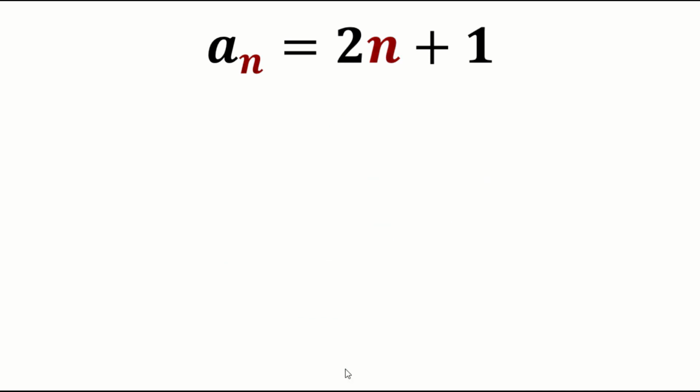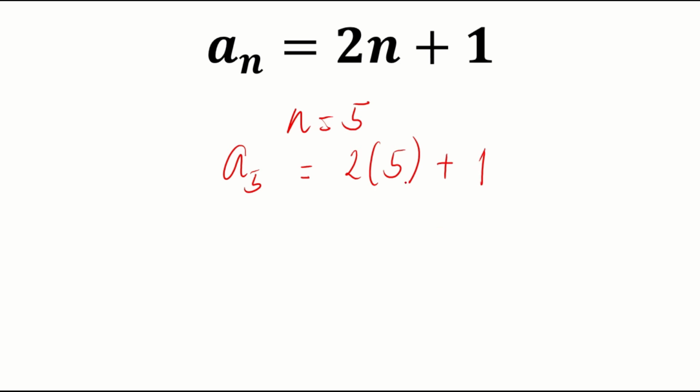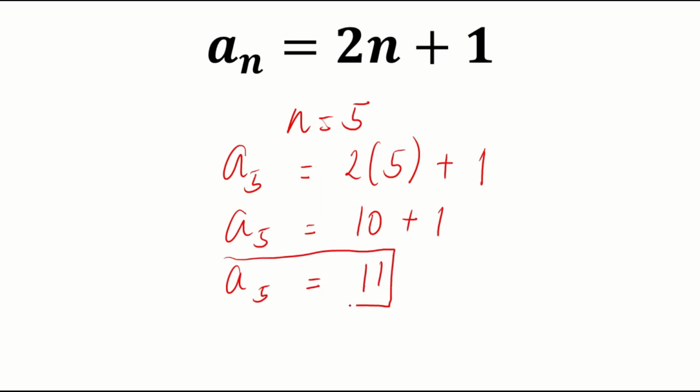Step 5. Find A sub 5. Substitute 5 to n in A sub n equals 2n plus 1. We have A sub 5 equals 2 times 5 plus 1. Because 2 times 5 is 10, we now have A sub 5 equals 10 plus 1. 10 plus 1 is 11. Therefore, A sub 5 is 11, or in other words, the fifth term is 11.